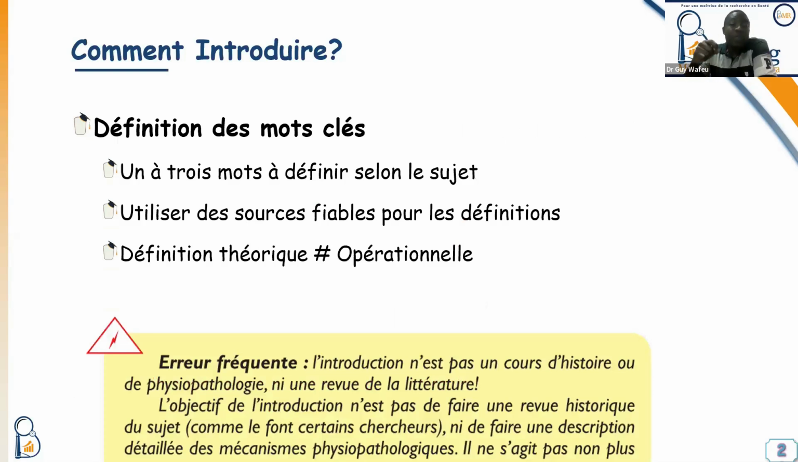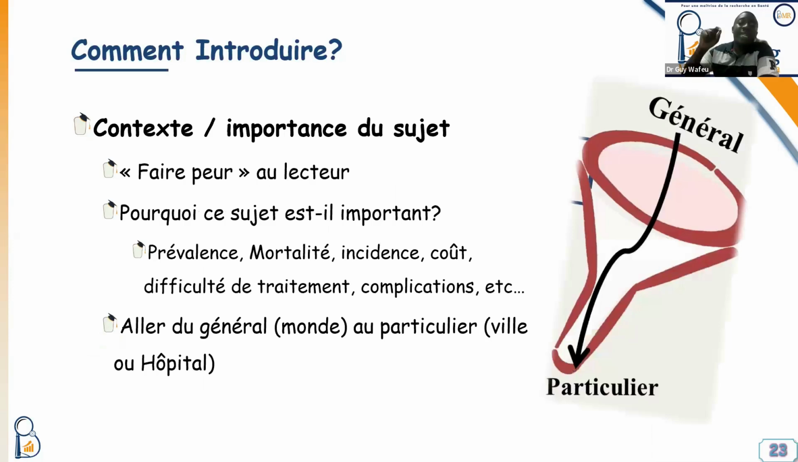As I said, you have the definition of your keywords, those which are more important. And it is not the case here to bring back the history of the topic, no, or to bring back so much details on the mechanism and pathophysiology. No, it is not the place here. Just give key definitions here, and then you move to things which can make people afraid when they are trying to read your work, so that they can realize that this is something which is really, really important because of the figures and the indicators that you are giving.